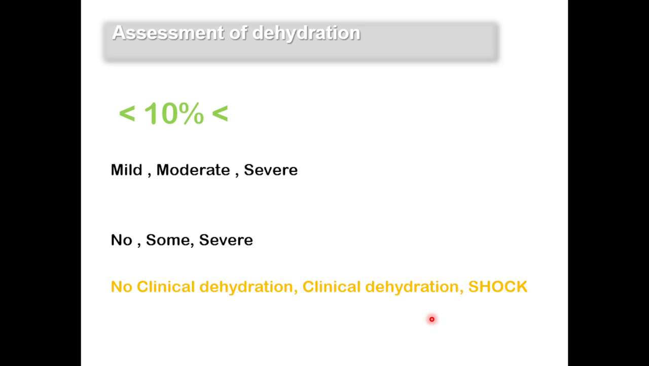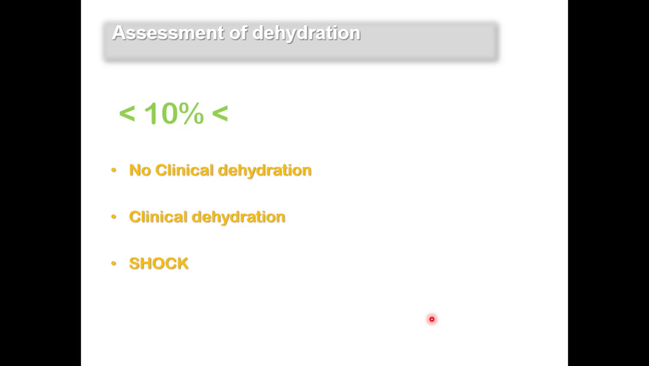But in the current classification, the latest version of the Illustrated Textbook of Pediatrics shows no clinical dehydration, clinical dehydration, and shock. Shock, you know how to treat. Clinical dehydration: if the patient can tolerate ORS, give ORS on demand, not on regimes, on demand. If the child is not tolerating ORS, that is drowsiness, vomiting, give IV. Otherwise, no indication. So: no clinical dehydration, clinical dehydration, shock. This is the current classification.